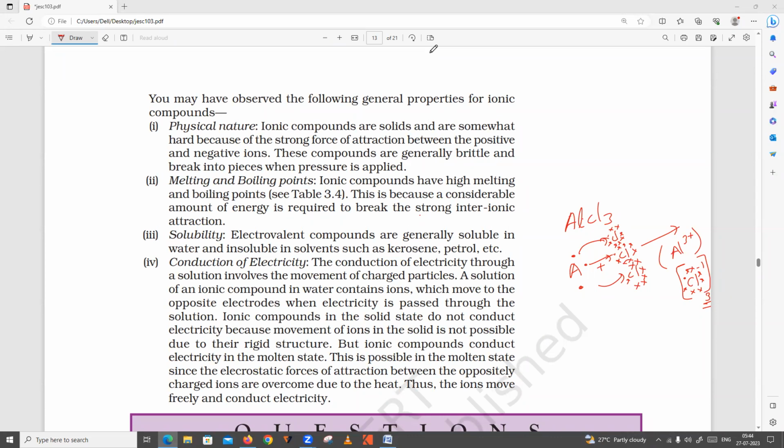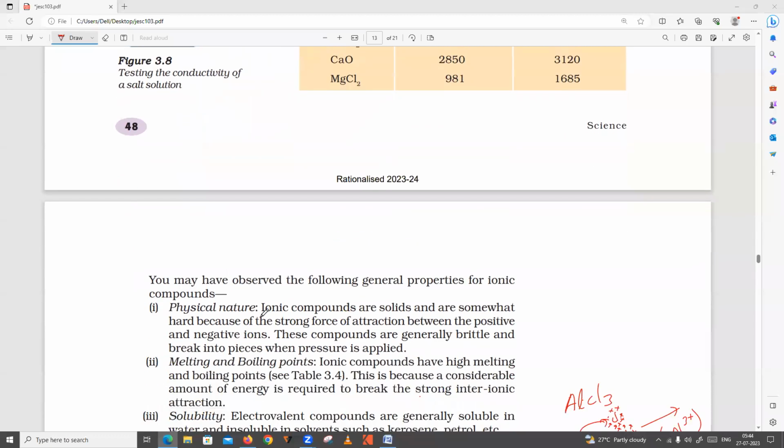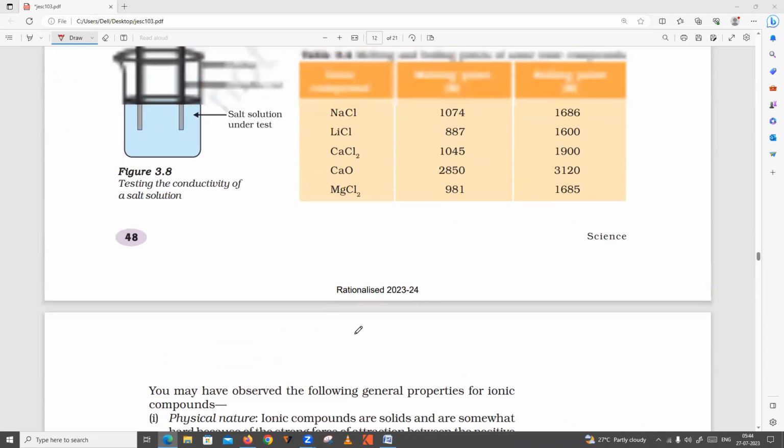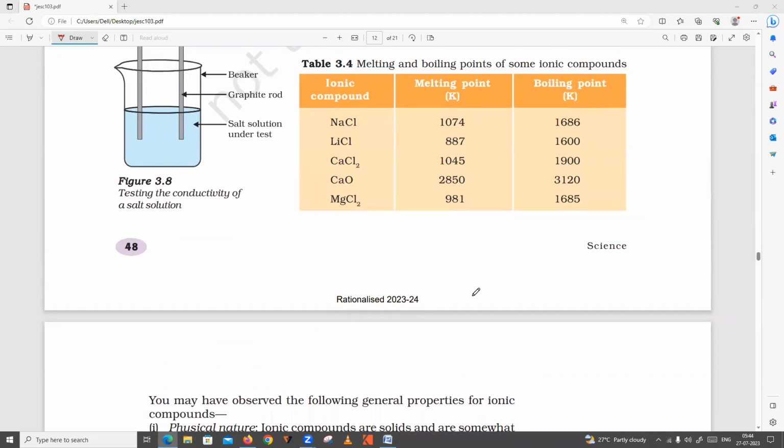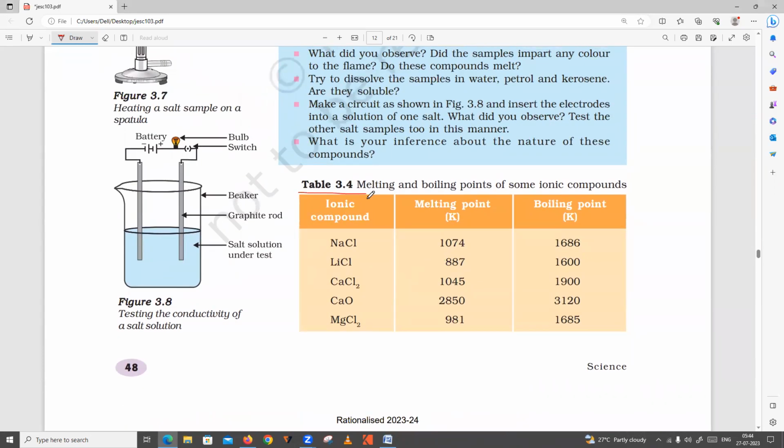Now if you notice here, before going to study the properties of ionic bonds, let us have an activity and the conclusions. This is one of the most important ones. Definitely you are going to get it in the exam based upon this, even this tabular column. The first point I am saying: the temperatures they are mentioning in Kelvin, yes or no? This is the SI unit of temperature.